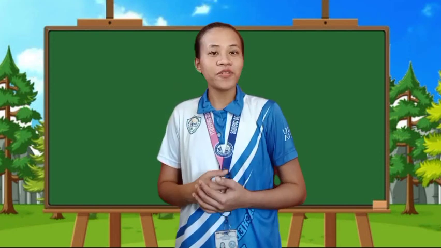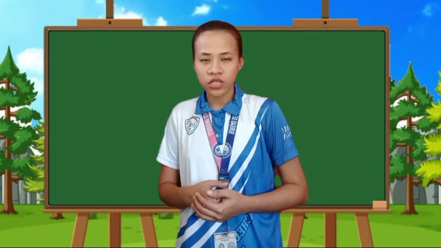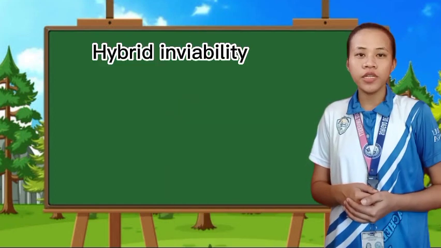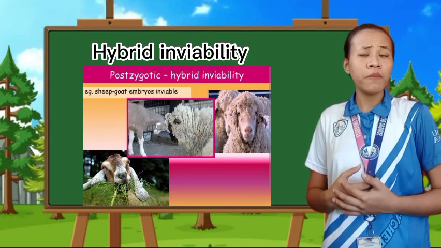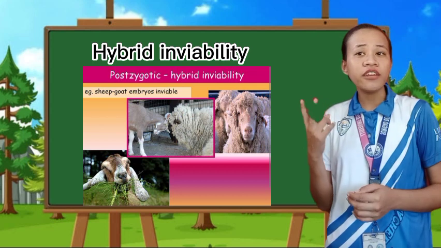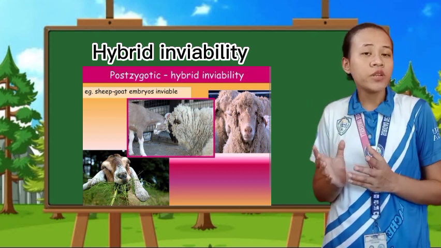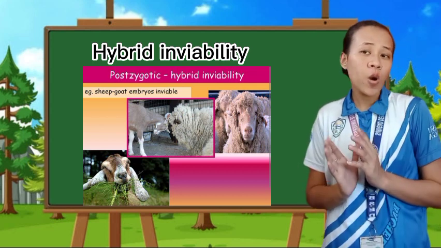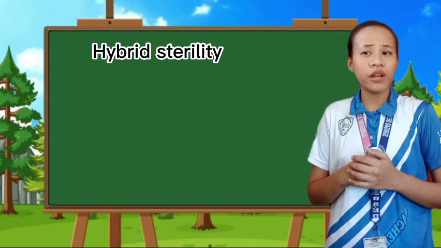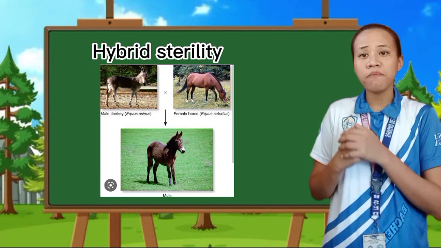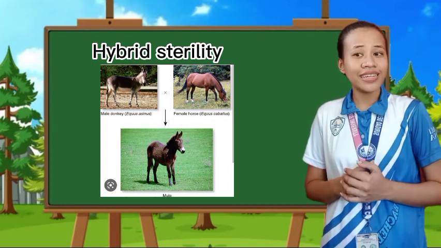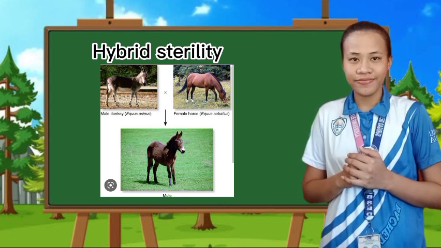Next, in the postzygotic barriers, we have two types of isolation. First, we have hybrid inviability. So what is hybrid inviability? This is a situation in which a mating between two individuals creates a hybrid that does not survive past the embryonic stages. While hybrid sterility is a situation in which a mating between two individuals creates a hybrid that is sterile.